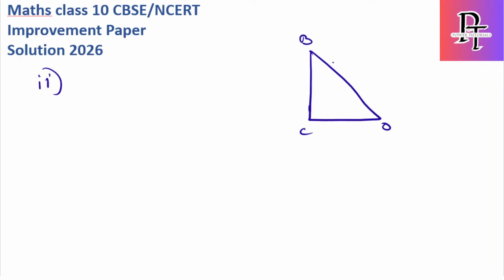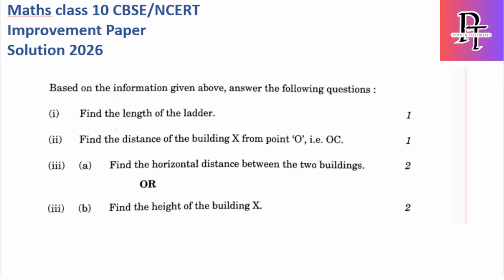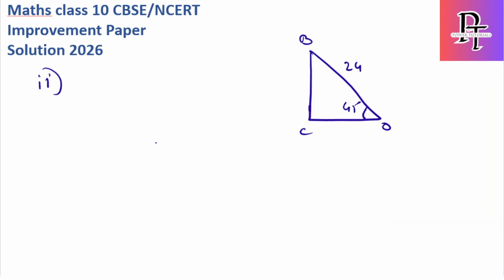BCO. OB we just found, which is 24. This is 45 degrees. So they are asking the distance from O. Okay, OC they are asking simply. OC we need to find. So what will I use? I want the adjacent side. For triangle OBC I have to use adjacent by hypotenuse, so I have to use cos theta.